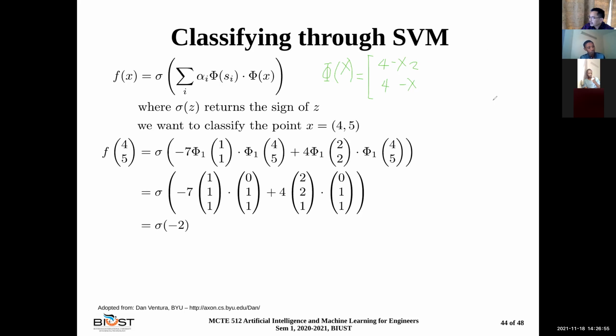Okay, there. That's how we transform it. Now let's transform this 4, 5. So what is 4, 5? 4 minus 5, that's a 1. Okay, that's a 1, absolute value. So that's 1 and 1 here.